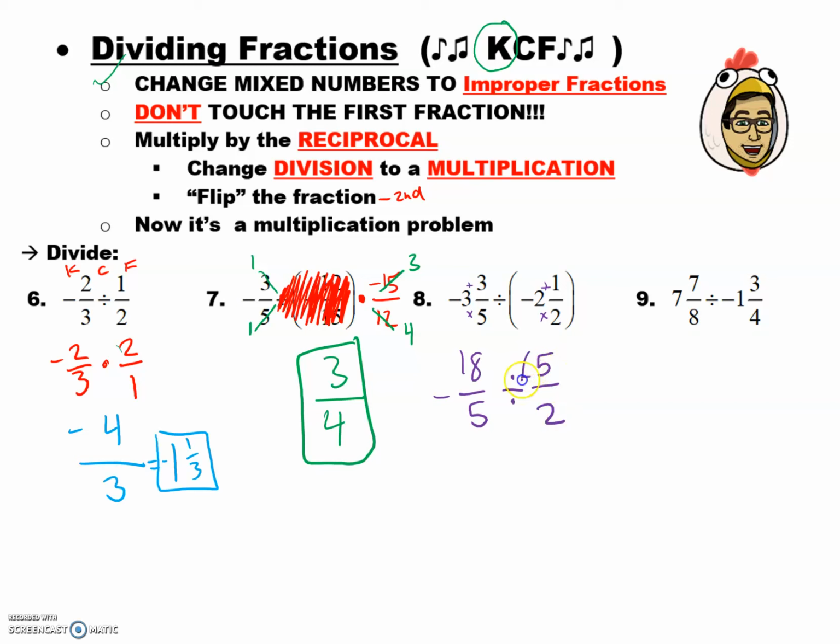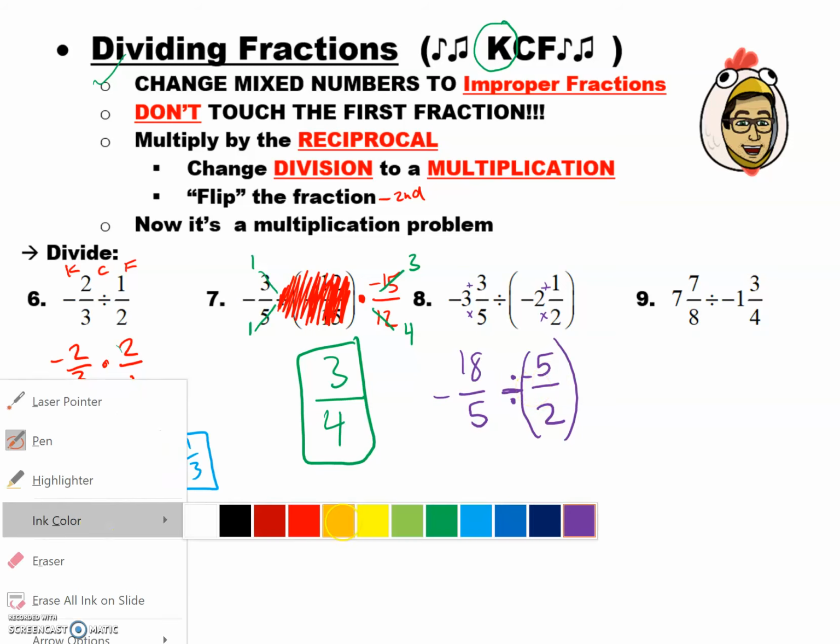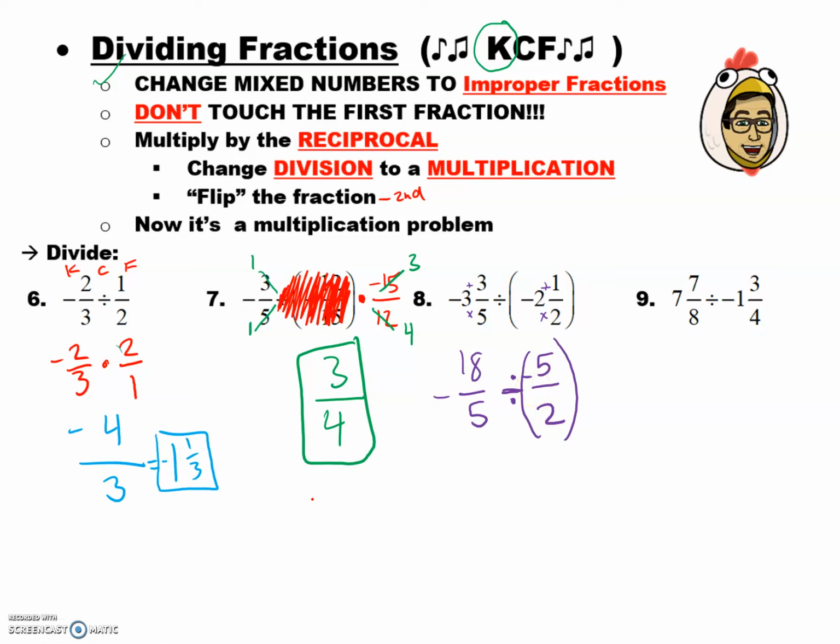Now, a lot of you guys might be tempted right now to cross-cancel these 5s and cross-cancel the 18 and 2. Don't do that. We don't cross-cancel unless we're multiplying. We only cross-cancel with multiplication, not with division. So let's make it so we can. Let's go ahead and Kentucky chicken fry, division on a Friday night. Flipping fractions feels so right. Change to multiplication. Of course, that's supposed to be a 5. It just looks a little funky.